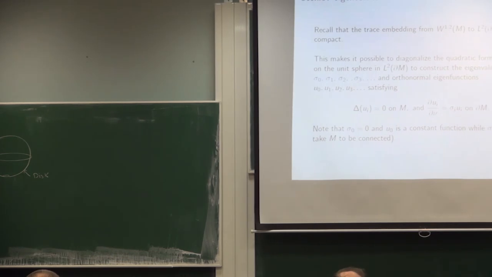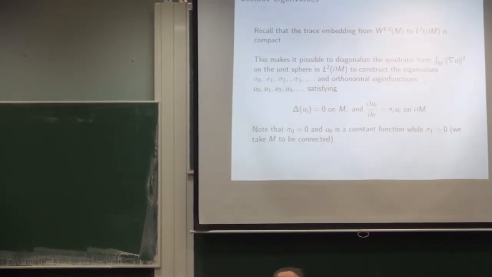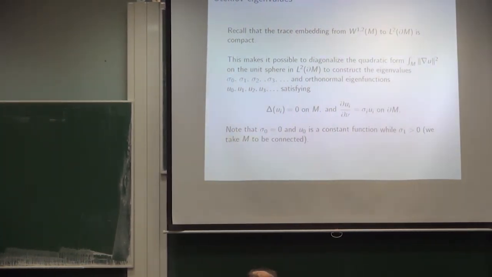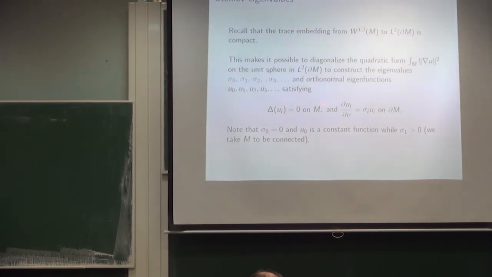So we consider functions with L2 norm 1 on the boundary, and it's the unit sphere in a Hilbert space, and then we consider the quadratic form, which is the integral of grad u squared, defined by that. And that will have a discrete spectrum. So the eigenvalues are denoted by sigmas, for Steklov. So sigma 0, 1, 2, etc. And again, they're all non-negative. And the eigenfunctions are then functions that are harmonic inside.